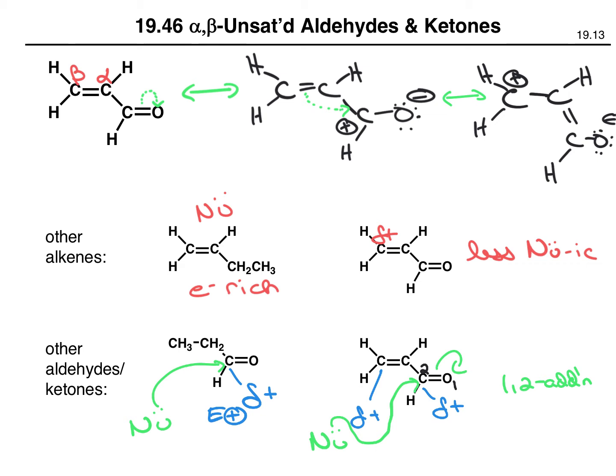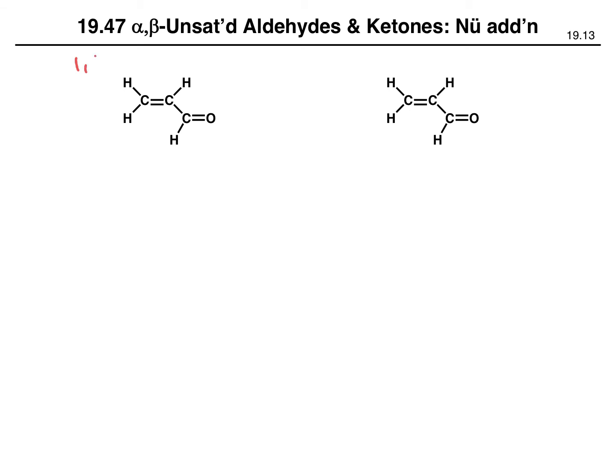Now, it's also possible for a nucleophile to add to this carbon, which pushes these electrons here and then these electrons up onto the oxygen, and that is called 1,4 addition. Because if we continue counting, we have carbon 1, 2, 3, and 4. So having an alkene conjugated with a carbonyl makes this compound behave differently than other alkenes and behave differently than other aldehydes and ketones. Let's take a look first at 1,2 addition.